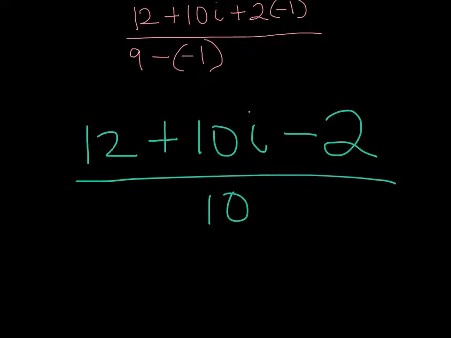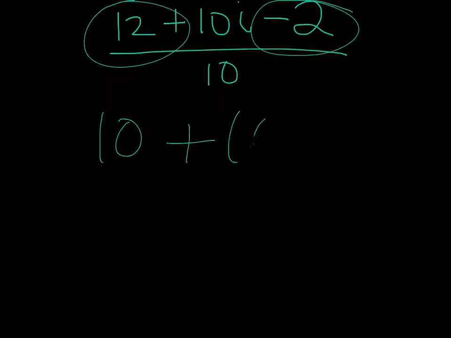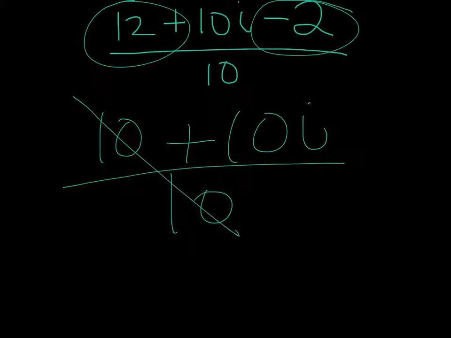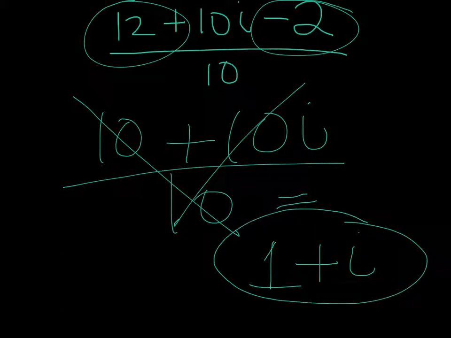Now from here we can completely simplify our equation. So we have a 12 and a negative 2, and if we add those together we get 10 plus 10i divided by 10. As we see, both of these can be divided by 10, which equals 1 plus i. And therefore, that is our final answer.